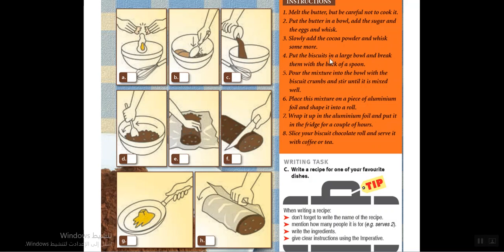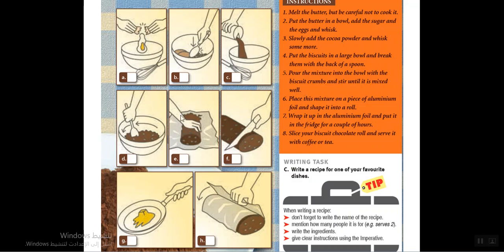Number 4, put the biscuits in a large bowl and break them with the back of a spoon. So you're going to break the biscuits. Where can you find the picture? Yes, it's in B. So number 4 is B. Number 5, pour the mixture into the bowl with the biscuit crumbs and stir until it is mixed well. What do you think? After you finish this mixture, you're going to add it with the biscuits. So yes, it's going to be D.